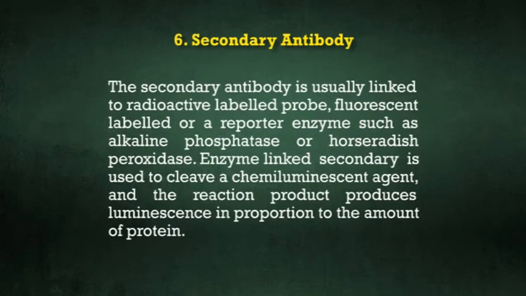The secondary antibody is usually linked to a radioactive label probe, fluorescent label, or a reporter enzyme such as alkaline phosphatase or horseradish peroxidase. Enzyme-linked secondary is used to cleave a chemiluminescent agent, and the reaction product produces luminescence in proportion to the amount of protein.